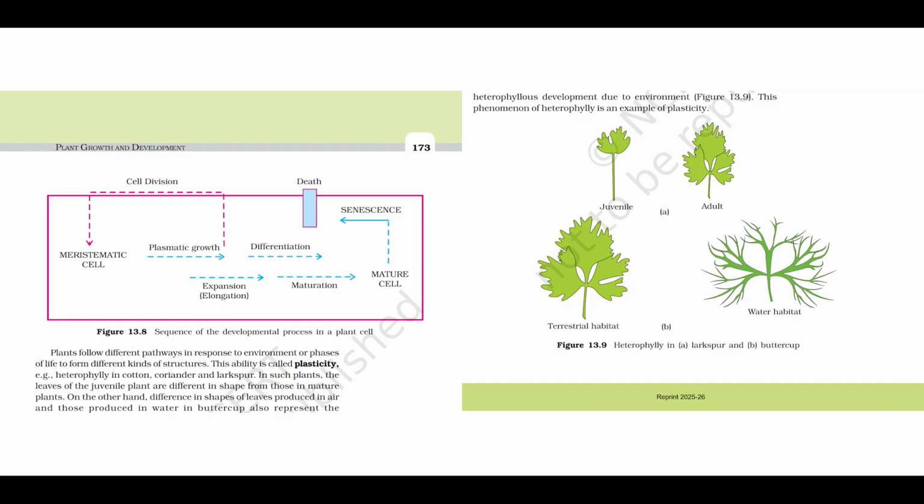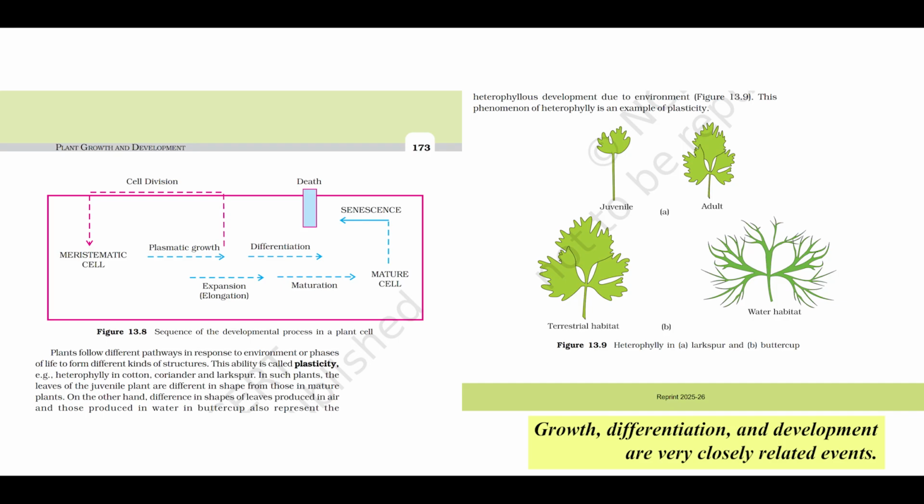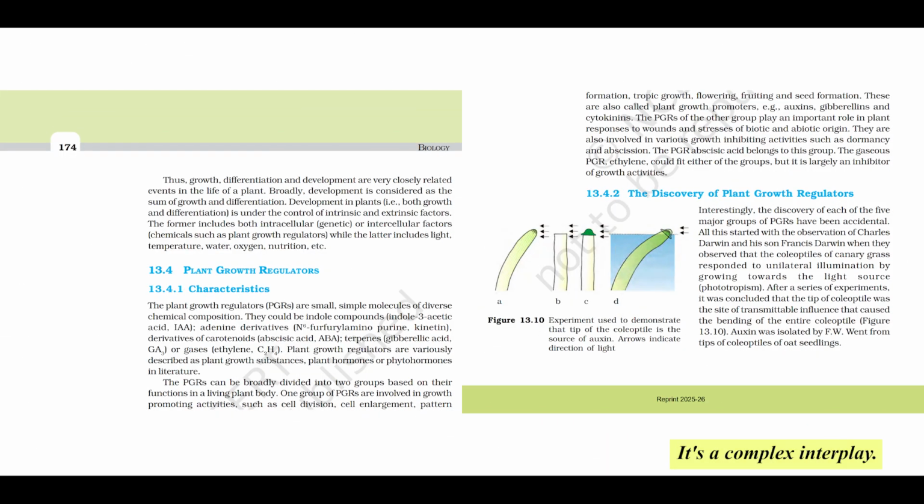So to wrap up this part, growth, differentiation, and development are very closely related events. Development is broadly the sum of growth and differentiation. And remember, all of this is controlled by both intrinsic factors, genetic and chemical signals like hormones, and extrinsic factors, light, temperature, water, etc. Intrinsic and extrinsic controls working together. Always. It's a complex interplay.